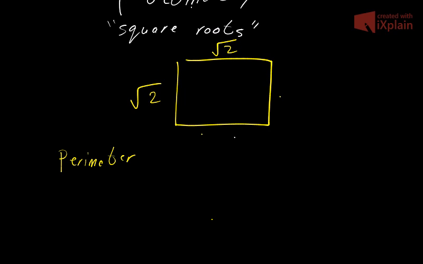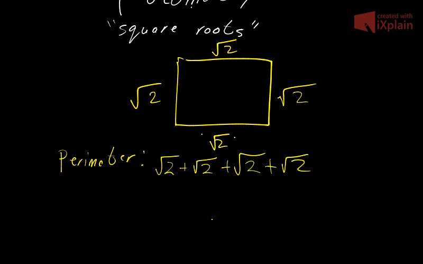So the perimeter is all the sides added up. I only know these two sides, so I need to know the others. But it's a square, so the opposite sides are going to be the same. That's going to be square root of 2. That's going to be the square root of 2. So my perimeter is going to be root 2 plus root 2 plus root 2 plus root 2.